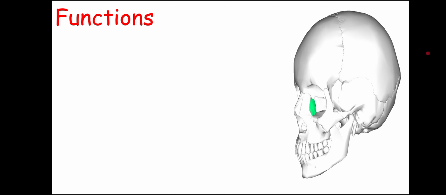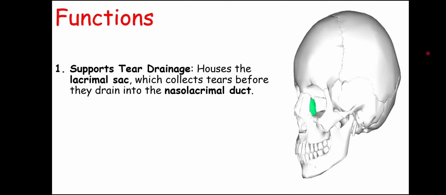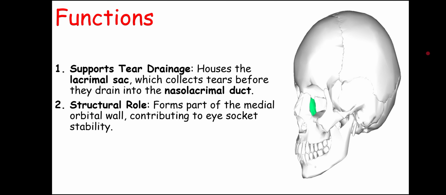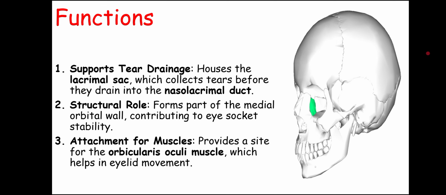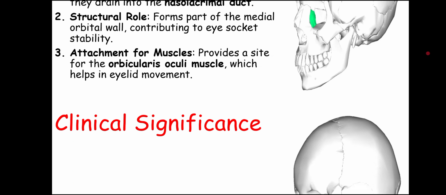Now let's talk about the functions of lacrimal bone. The first function is for tear drainage, as it houses the lacrimal sac which collects tears before they drain into the nasolacrimal duct. The second function is structural role, as it forms part of the medial orbital wall, contributing to the eye socket stability. And the third function of it is attachment for muscle, as it provides site for the orbicularis oculi muscle attachment, which helps in eyelid movement. So these are the three main functions of lacrimal bone.